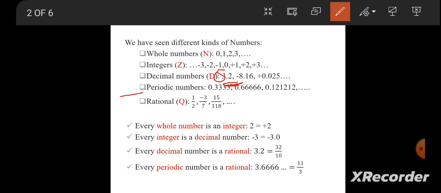Another kind, periodic numbers. When we talk about periodic numbers, I mean that the decimal part has no end. It's repeating over and over. For example, 0.33333, I can represent it as 0.3 bar. This bar written above the 3 means that number 3 is repeating over and over. The same 0.666, I can write it as 0.6 bar.